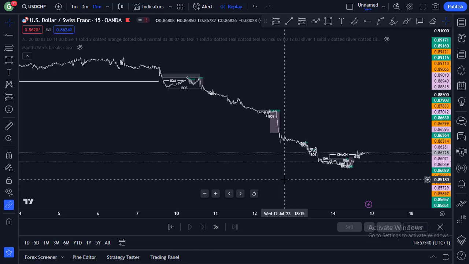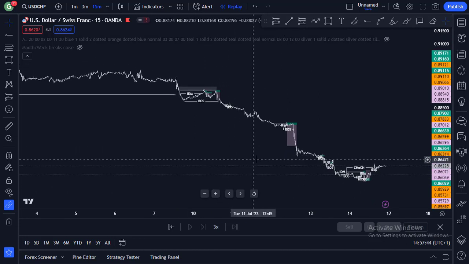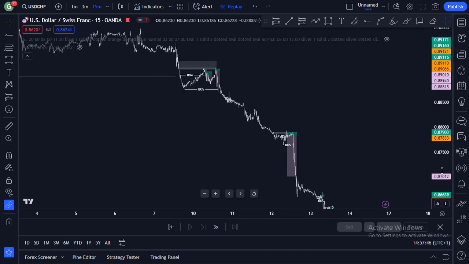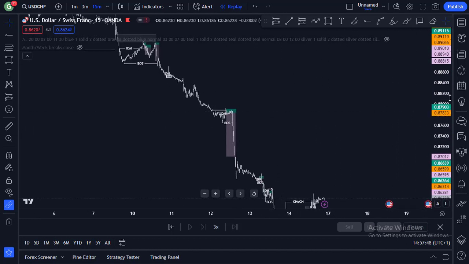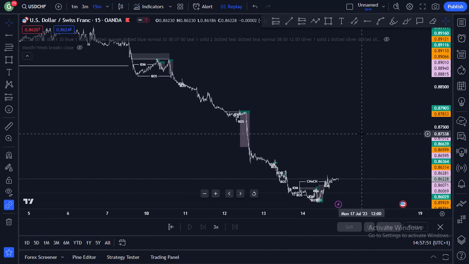Hello guys, so we are going to backtest USDCHF together. I'm going to show you how I look for confirmations before I take my trades. You all know I started trading the SMC, smart money concept, some months ago and I'm making serious progress, so I want to share this progress with you.